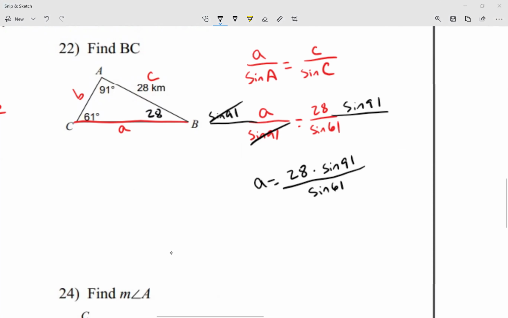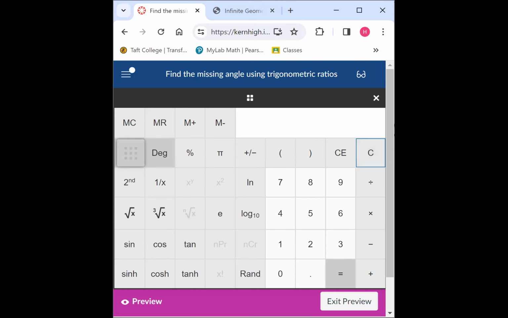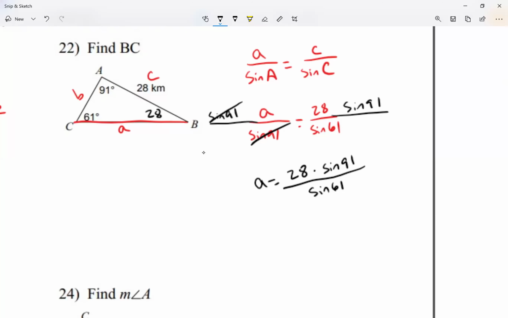I'm going to grab my calculator. So let me go 28 times sine of 91, close parentheses, divided by sine of 61. I do have it on degrees, so that's good. It says 32.00. Rounded to one decimal place, I'm going to say this is 32.0. So A is equal to 32.0.